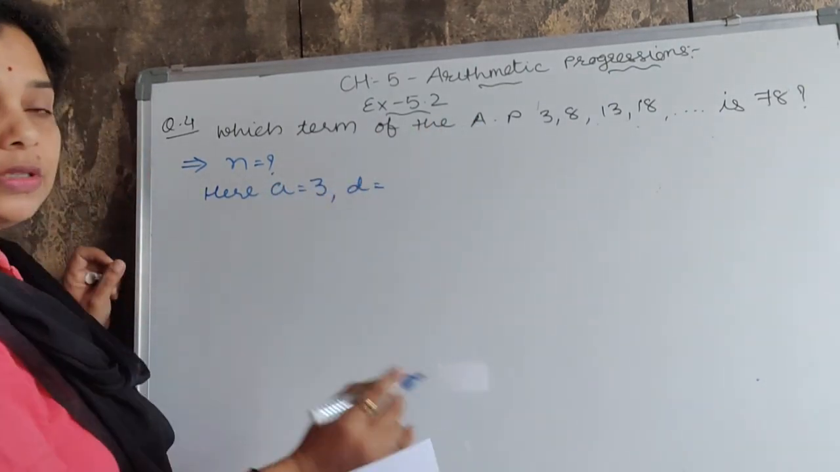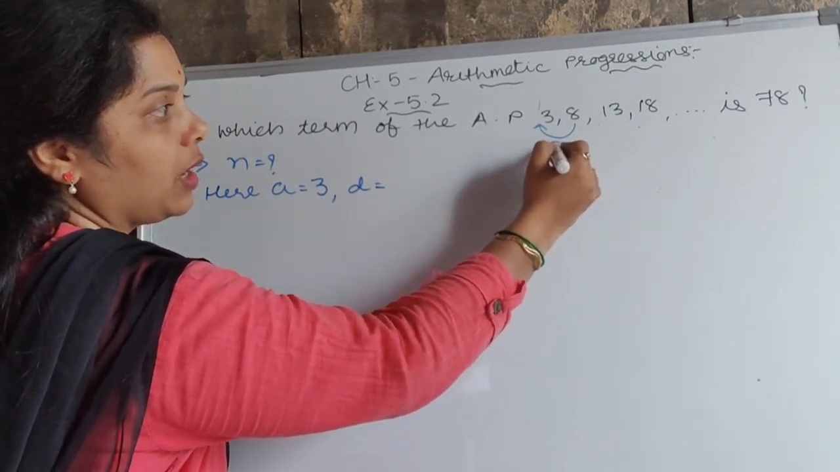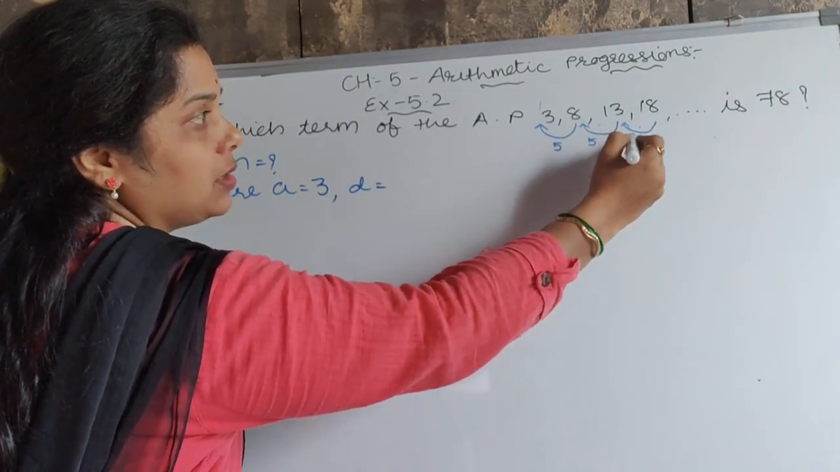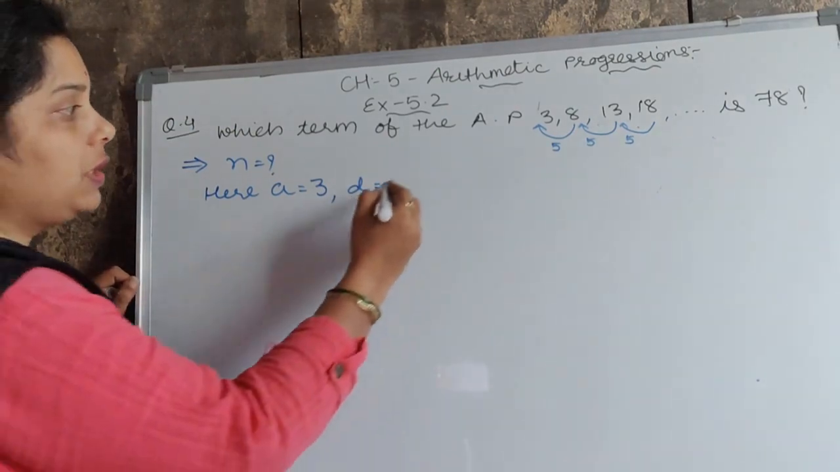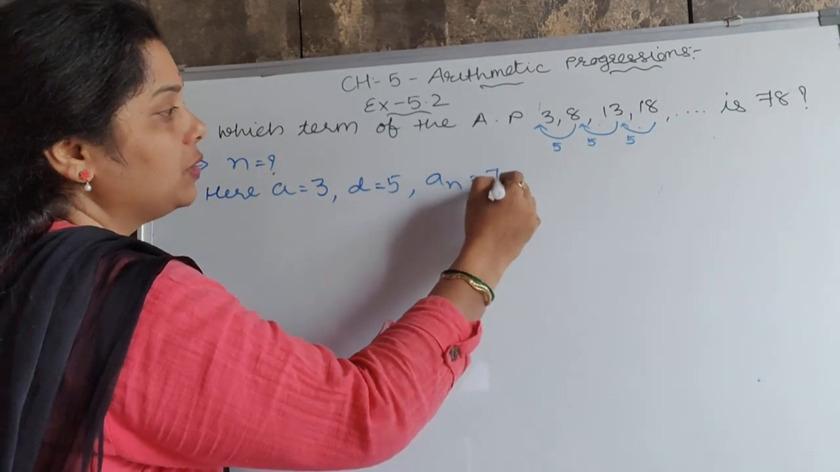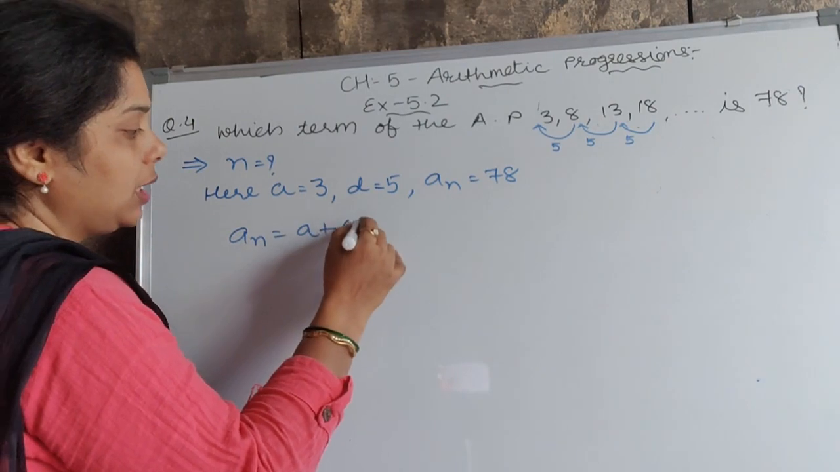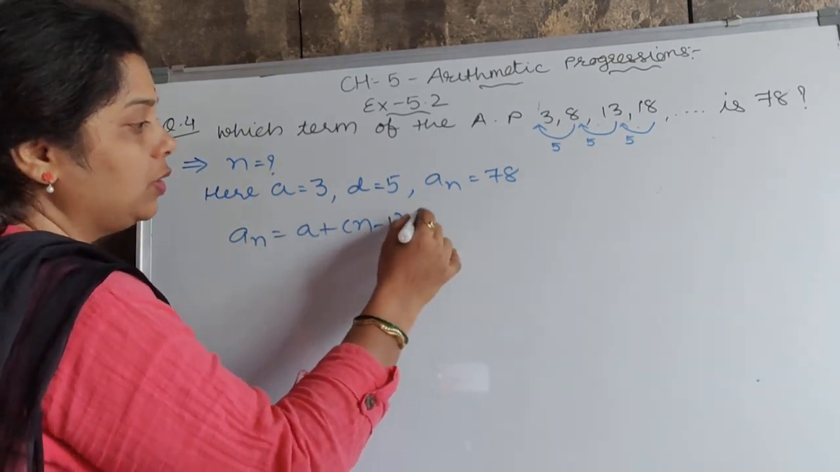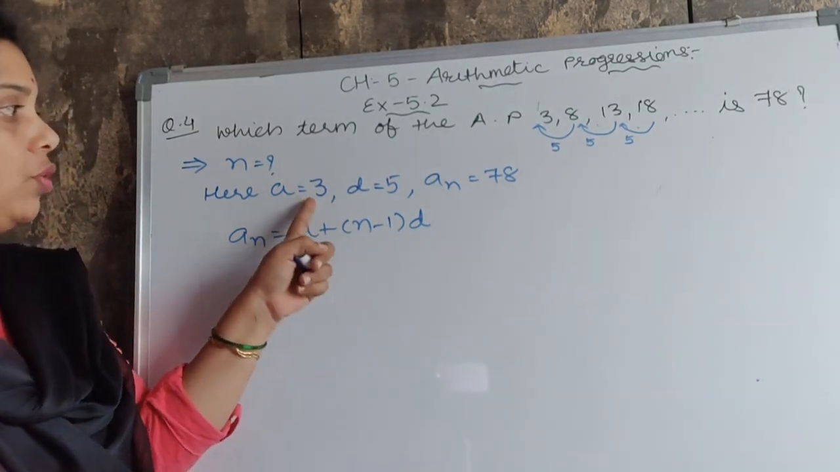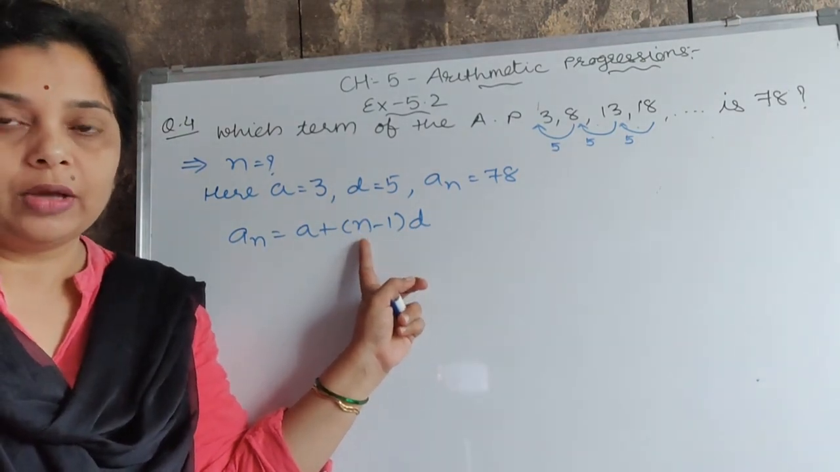Therefore we can say that here a is 3. What is the common difference? Can you tell me? 8 minus 3 is 5. 13 minus 8, again 5. 18 minus 13, again 5. So in short we can say that the common difference is 5. And here an is equal to 78. Again we use the formula an equals a plus n minus 1 into d. Out of these 4 terms, we have the values of 3, so we can easily get the value of n. I hope you get it.